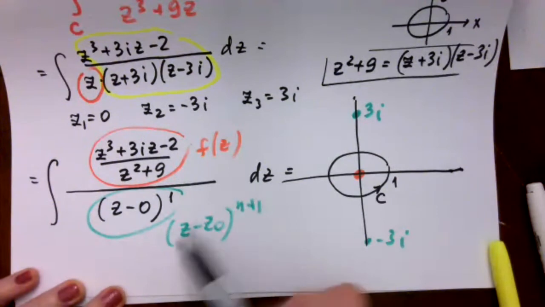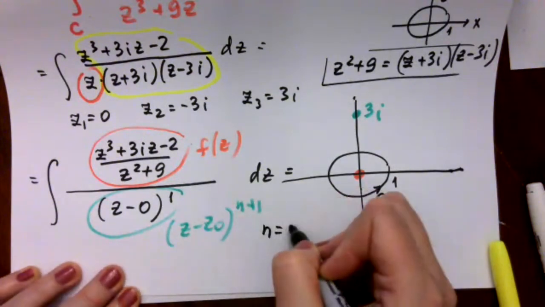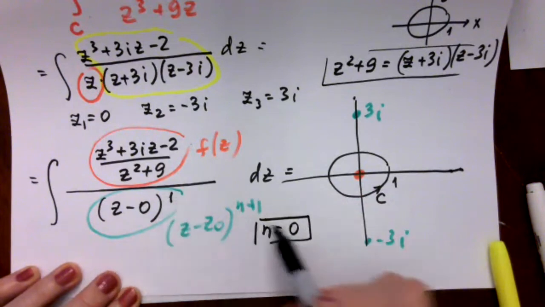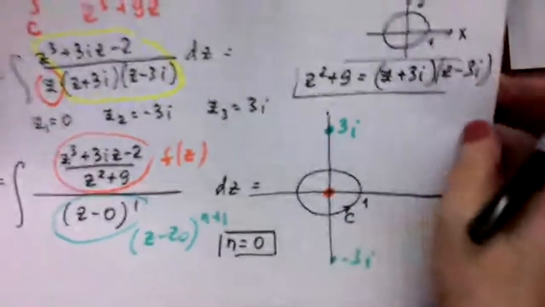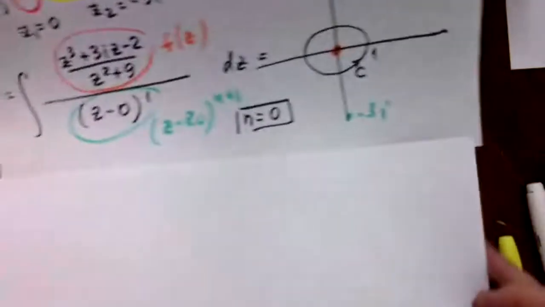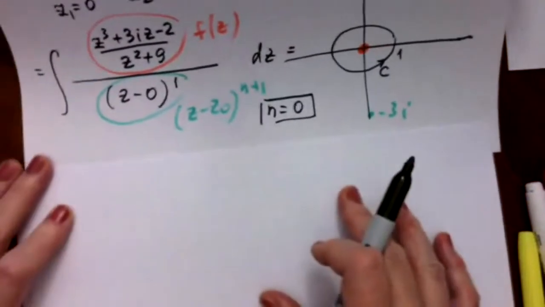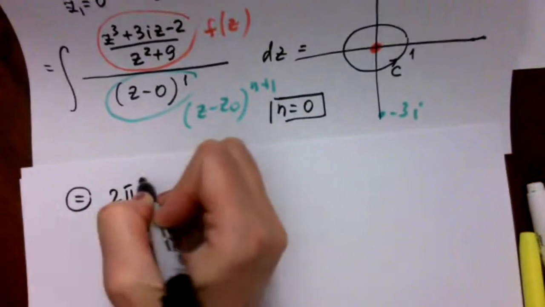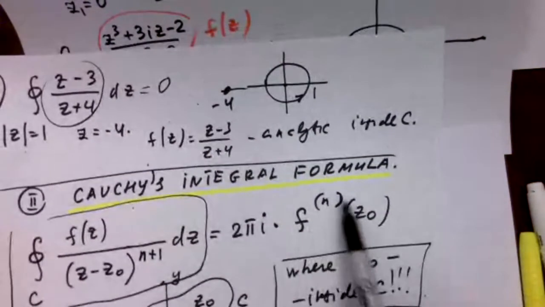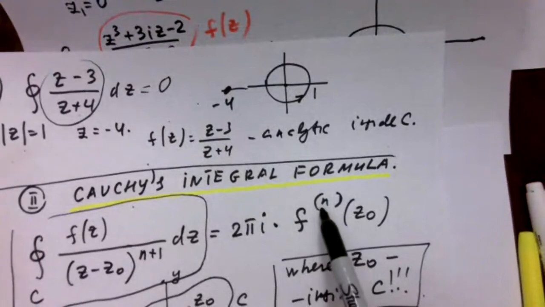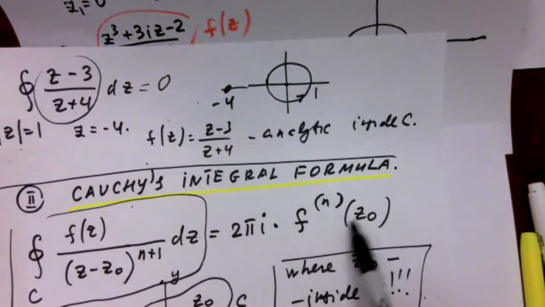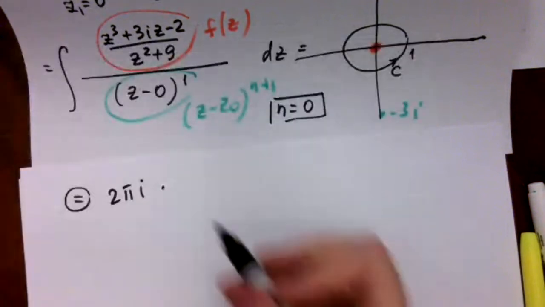All we need to do is realize that our n is equal to 0, by the way, because this is n plus 1. It means n is equal to 0. And our formula becomes super simple in this case. According to Cauchy's formula, this is just 2 pi i times what? Let me show you this theorem. We need to take the derivative of order 0. Derivative of order 0 means no derivative at all. So it's just f at point 0.